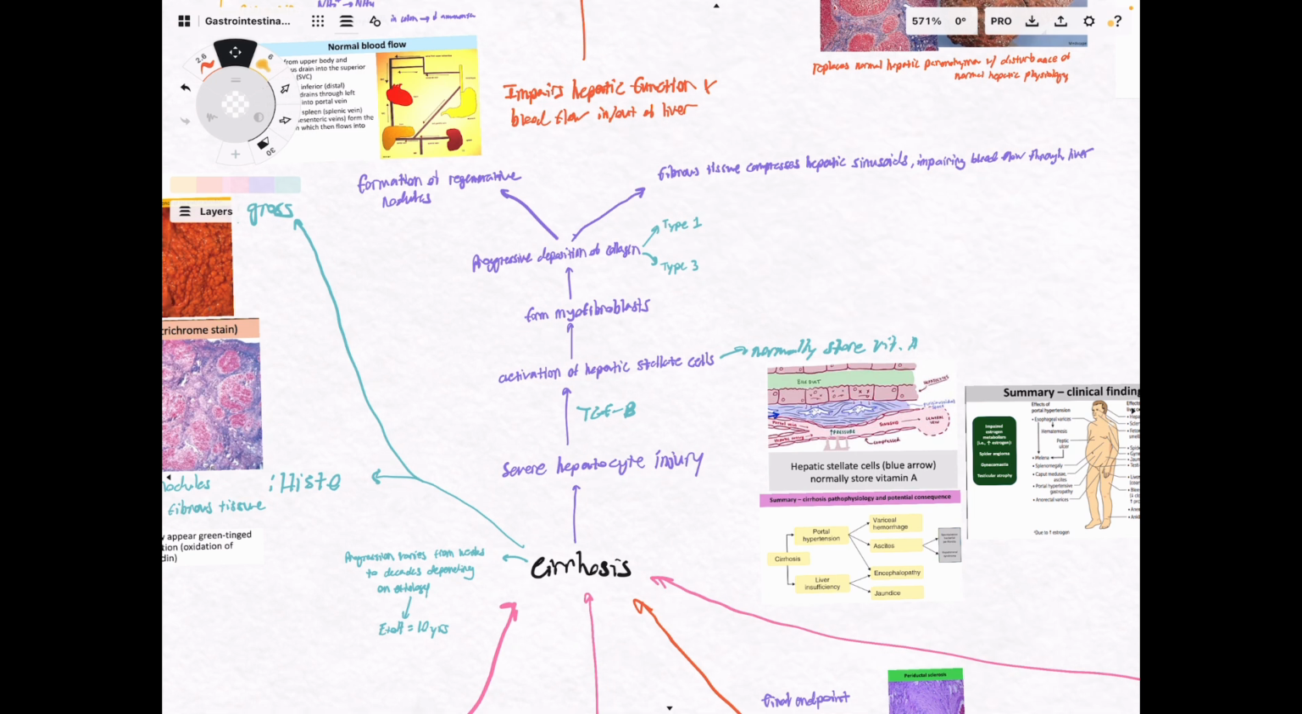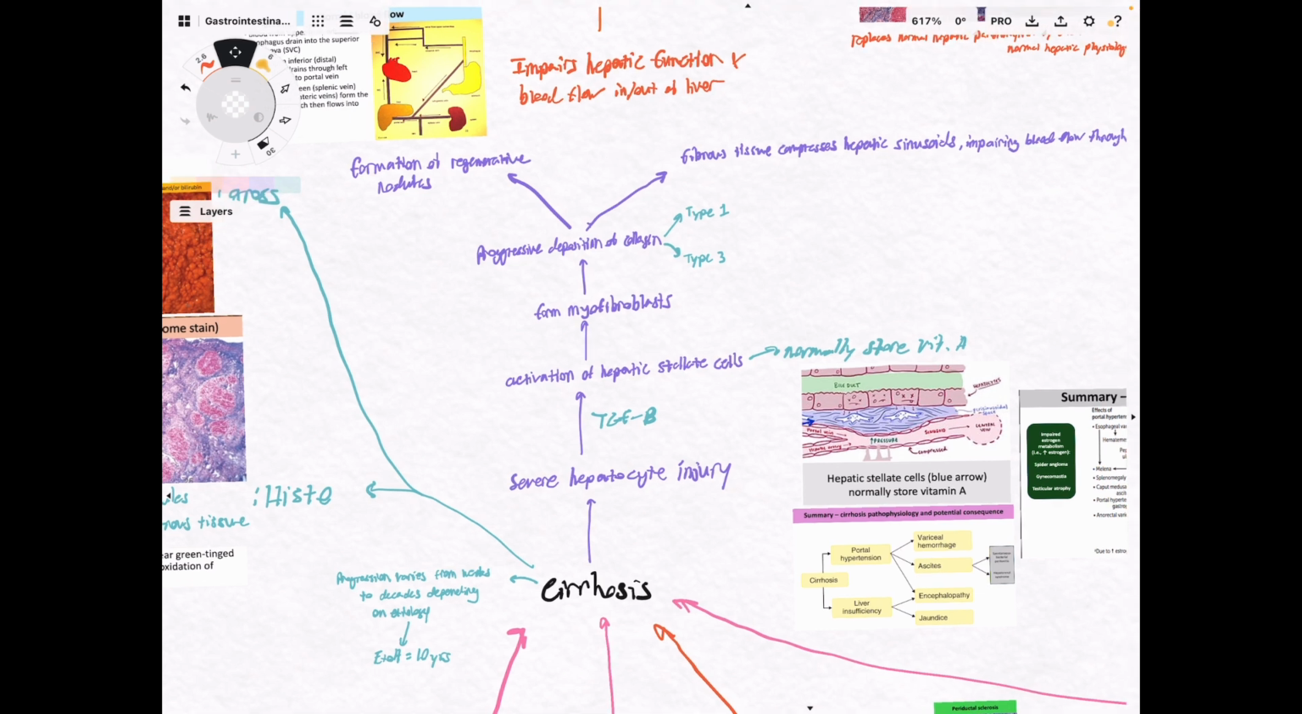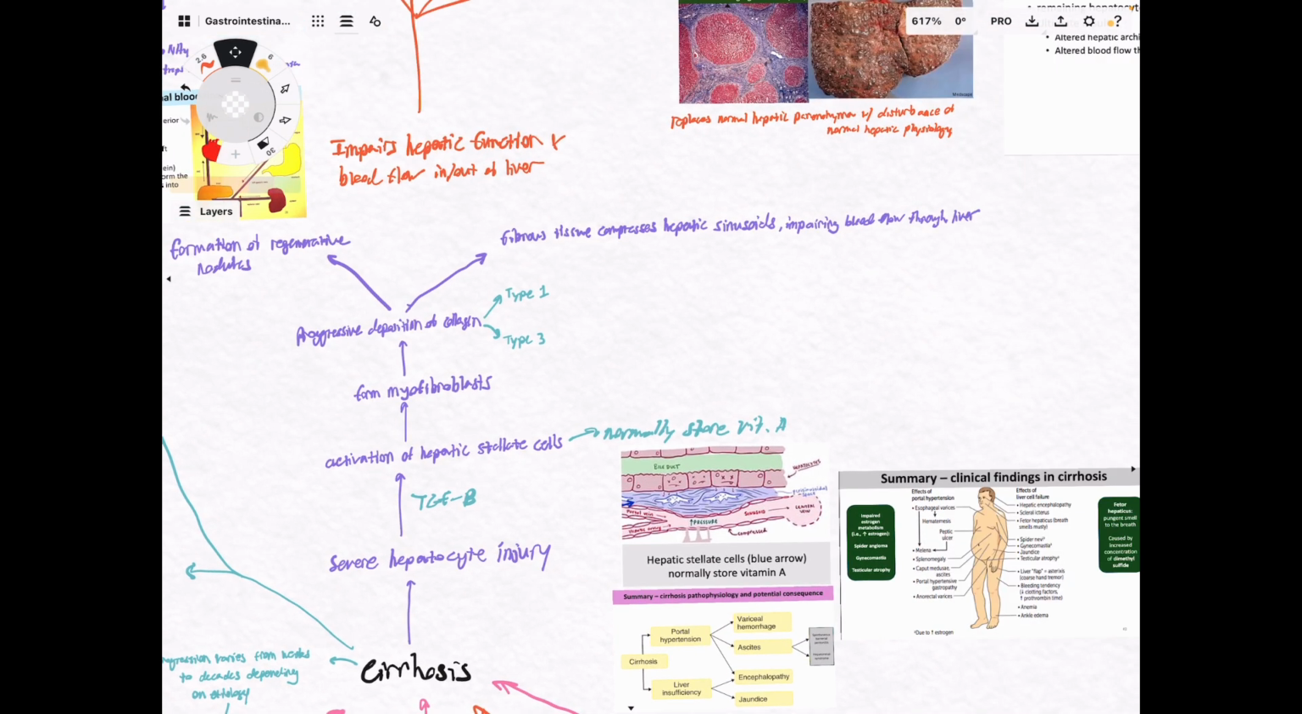All right. So what happens is the stellate cell will form a myofibroblast, which is just a cell that can produce collagen, and that collagen will be type 1 and 3, which then forms regenerative nodules. And again, those regenerative nodules can compress the hepatic sinusoids. And this is important because it impairs the blood flow through the liver.